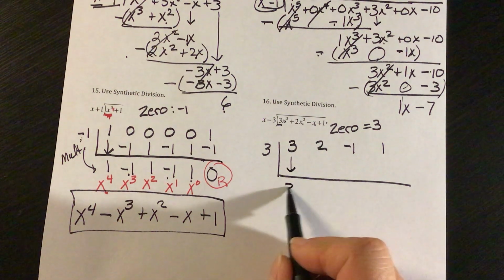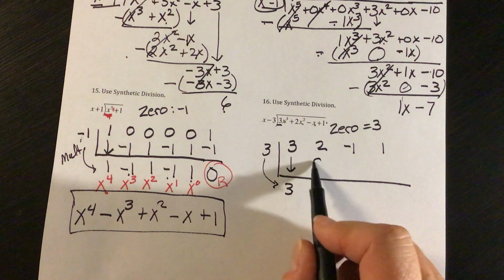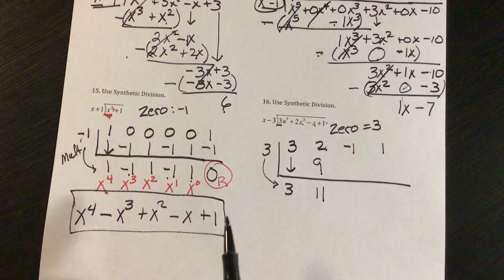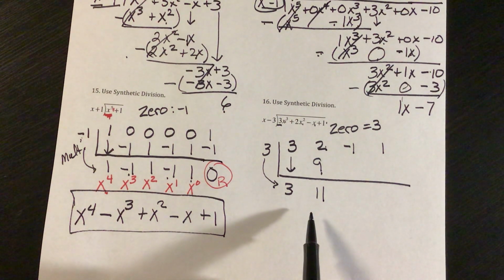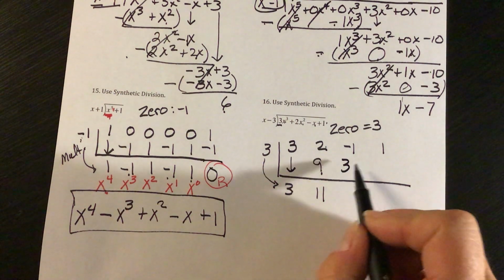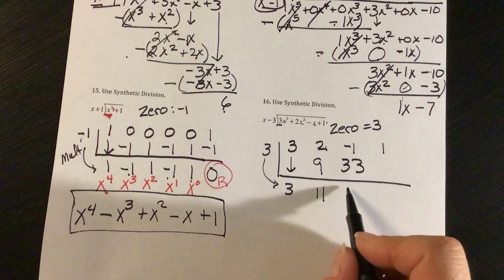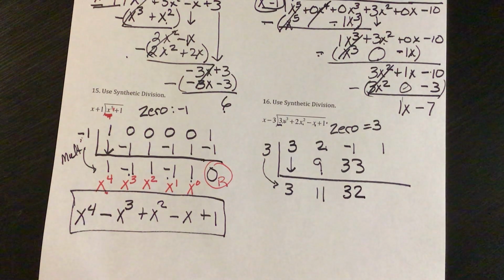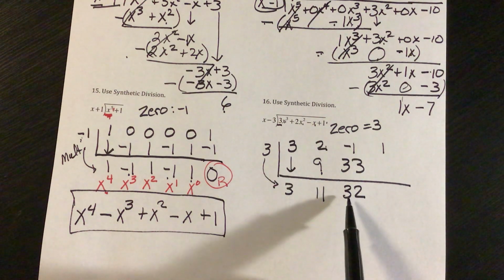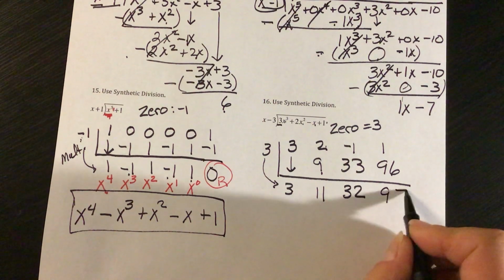First number I bring down, and now I'm going to multiply. 3 times 3 is 9. Add down, I get 11. 3 times 11 is 33. Add down, I get 32. 3 times 32 is 96. Add down, I get 97.